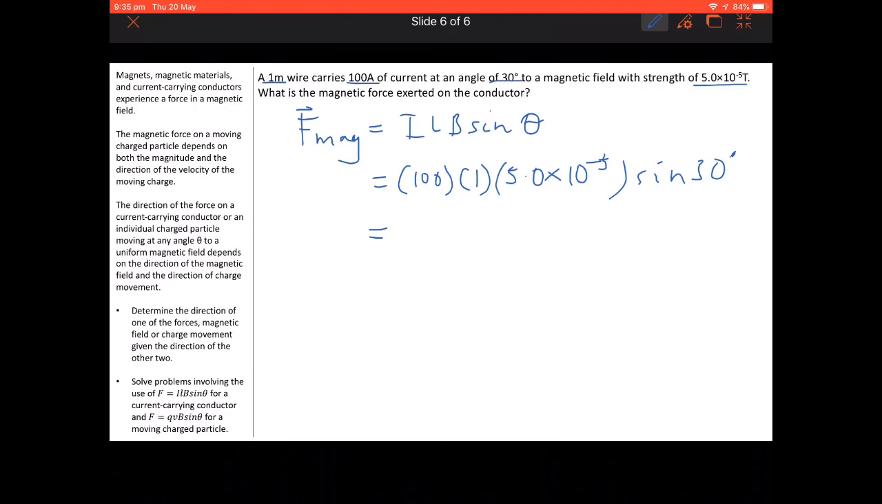Pop all of this into your calculator and you'll end up with 2.5 by 10 to the negative 3 newtons. So that's the magnitude of the magnetic force exerted on this conductor. We don't have any information about the direction of the magnetic field or the direction of the current, other than that it's at 30 degrees to the magnetic field, but we're not sure what orientation that is to begin with. So we can only work out the magnitude in this situation. So 2.5 by 10 to the negative 3 newtons is the magnetic force exerted on this conductor.